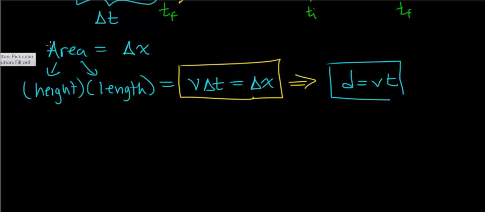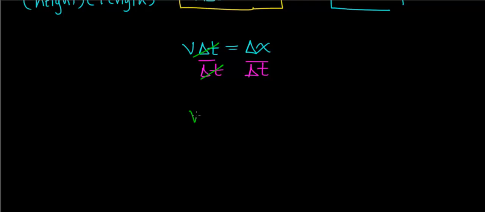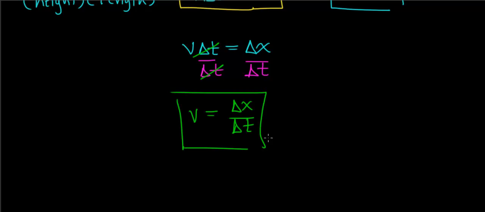Now if I take this same equation, velocity times the change in time equals the change in distance, and divide both sides by delta t, what you do to one side of an equation you have to do to the other. Notice that this term cancels out with this term. The equation that I'm left with is velocity equals the change in distance per change in time, which just goes back to the definition of what velocity is, a change in distance per change in time. And this, again, is only valid for an object moving with constant velocity.